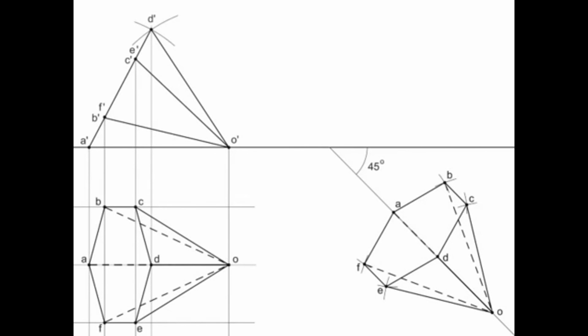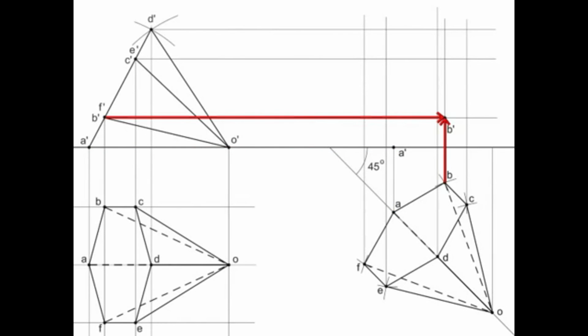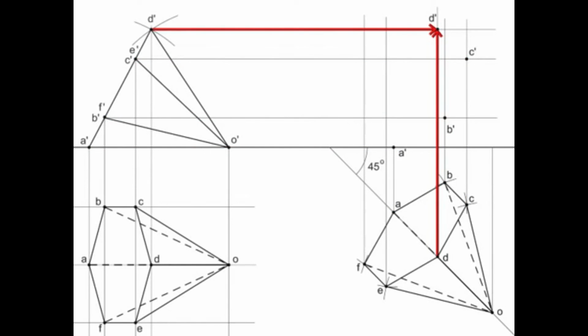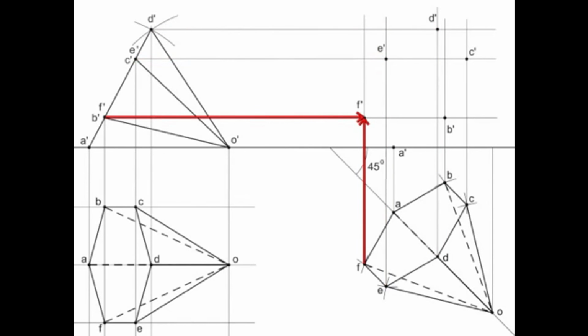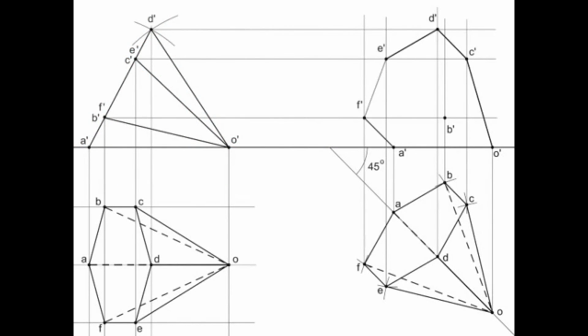Now let's draw its projection. Take the projection from the elevation and plan. Locate the points where projectors cross each other as A dash, B dash, C dash, D dash, E dash, F dash and O dash. See the outer boundary of the pyramid by joining points A dash, F dash, E dash, D dash, C dash and O dash.